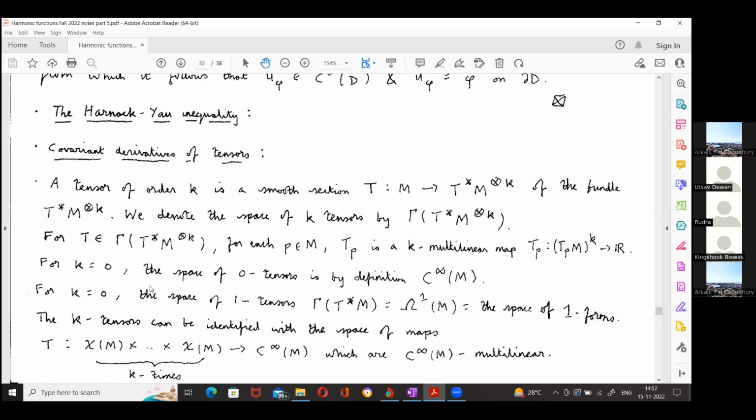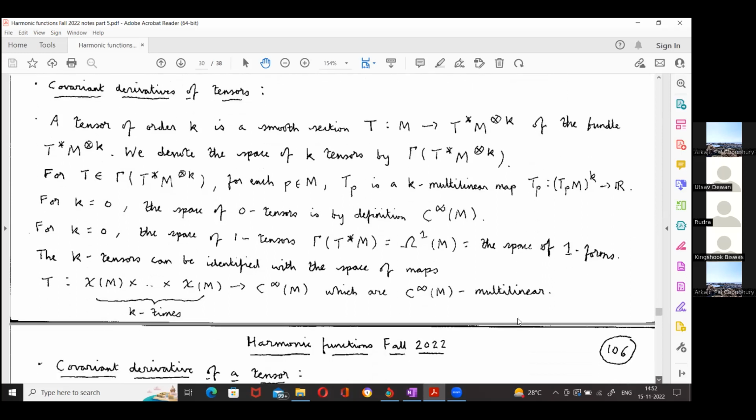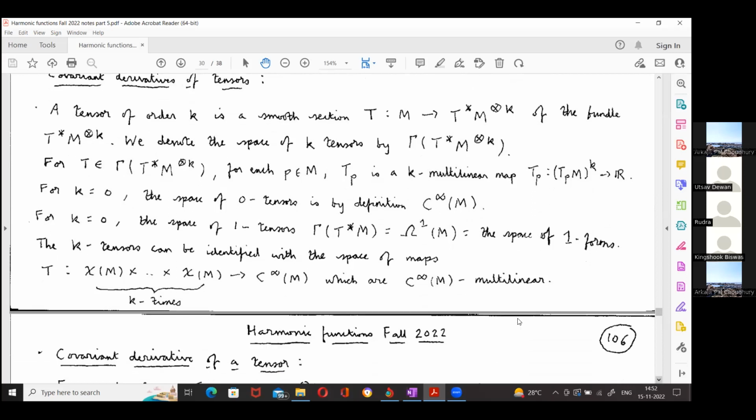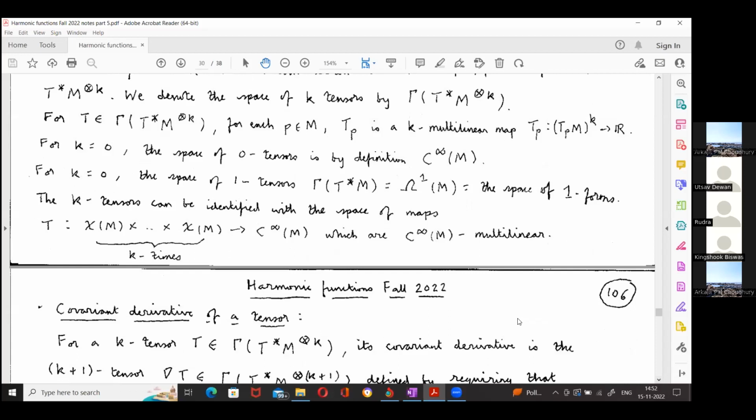Okay. So for k equal to 0, the space of 0-tensors is by definition C∞(M), just functions. For k equal to 1, the space of 1-tensors is just the space of 1-forms. And as we've seen earlier, the k-tensors can be identified with maps from vector fields cross vector fields, k times, to C∞(M), which are C∞(M)-multilinear.